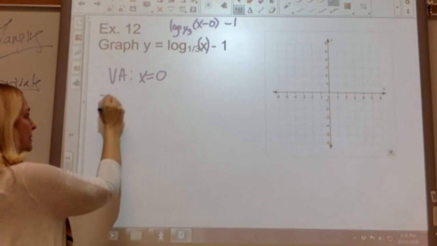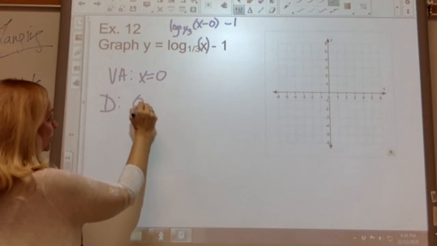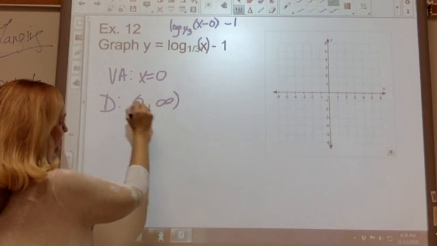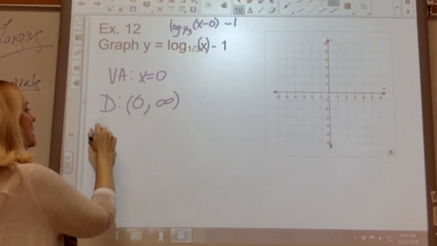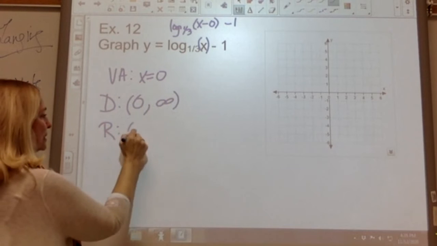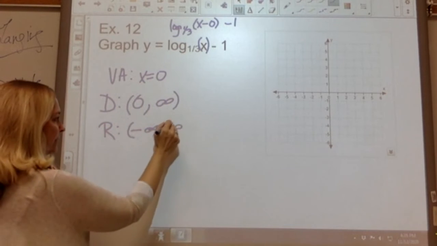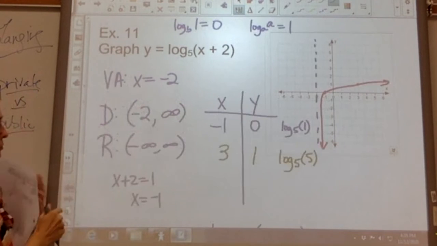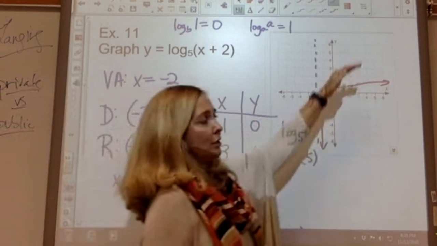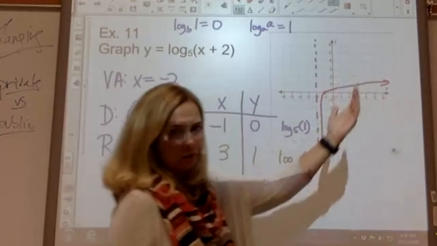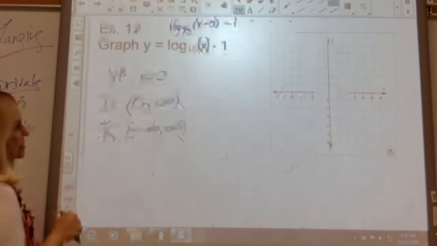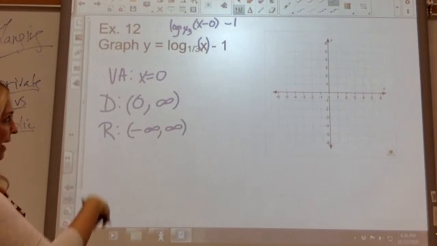Now, my domain then is going to be 0 to positive infinity. And my range is negative infinity to positive infinity. Because, like over here with this one, the graph goes down forever and up forever. It's not going up real fast, but it is going up forever. So this is what I have.